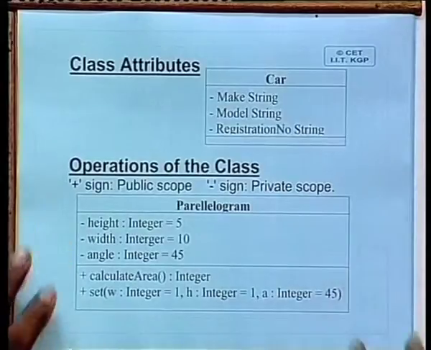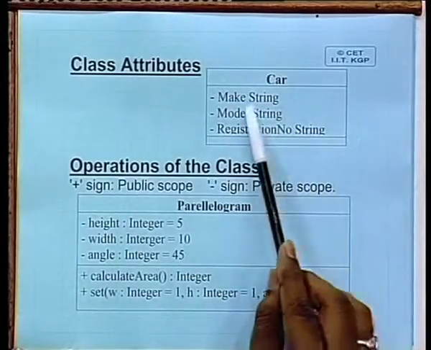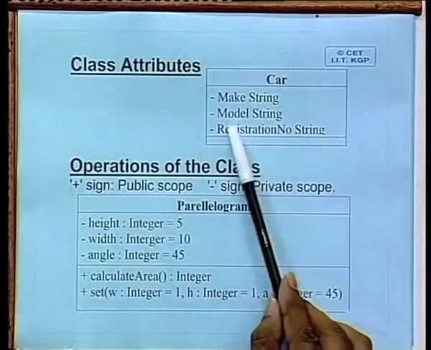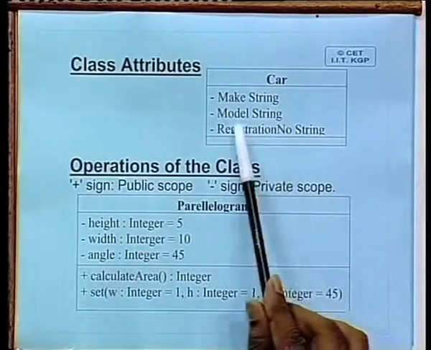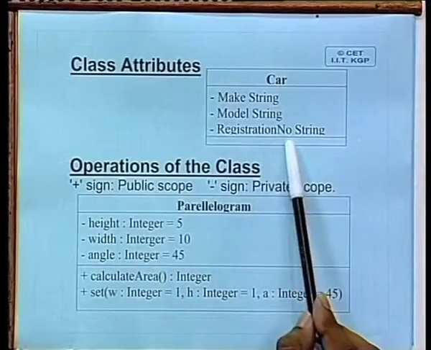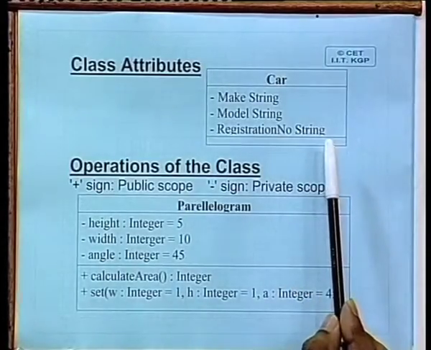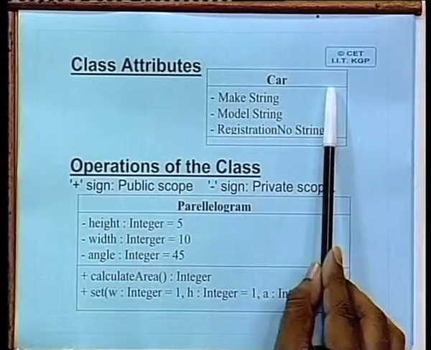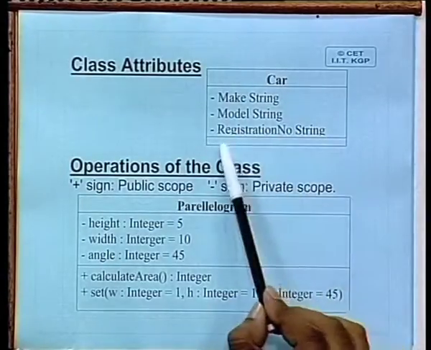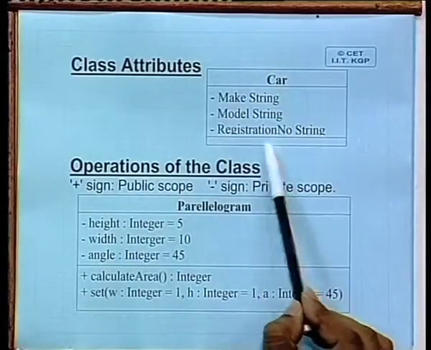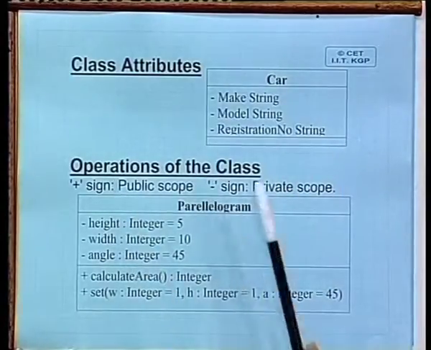So, let us take a car. The car has, let us say, three attributes: its make, model and registration number, right. Make as a string, model as a string, registration number as a string, right. So, this car is a class name, these are the attributes of the car. I have not shown any operations on the car. Now, operations of the class.